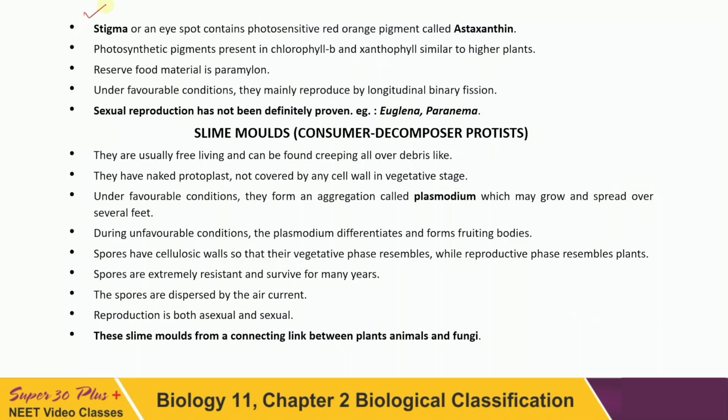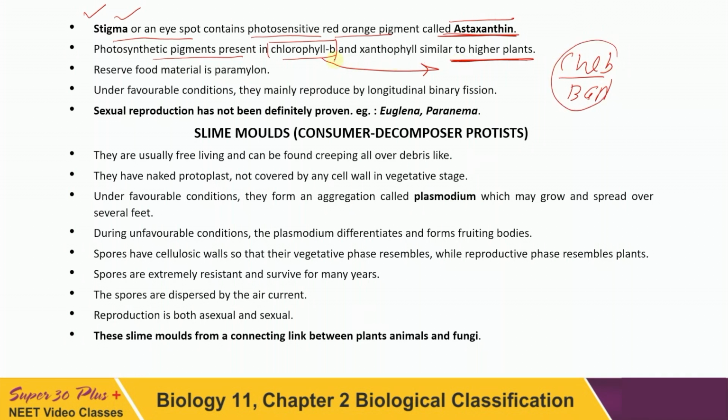Stigma, the same thing I told you, in the diagram also, in the figure also. Stigma, also called the eye spot, is photosensitive. It contains a red-orange pigment known as astaxanthin, and the stigma is found in Euglena. The photosynthetic pigment present is chlorophyll, very important one. Chlorophyll pigment is similar to higher plants. Chlorophyll B, you know, was present in blue-green algae also, and it is present here in Euglena also. Reserve food is starch.